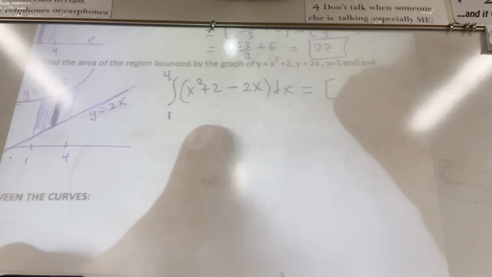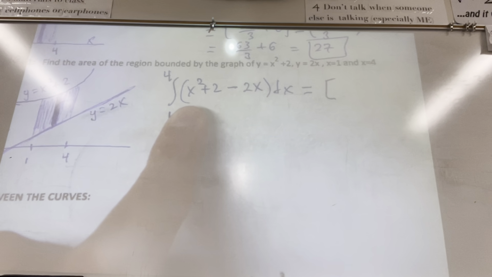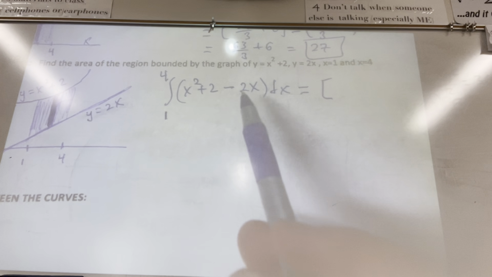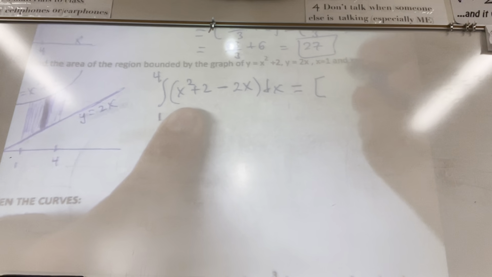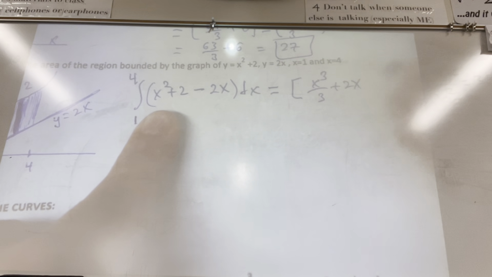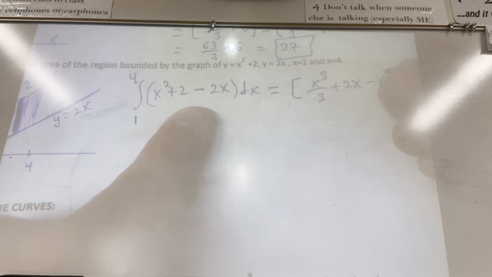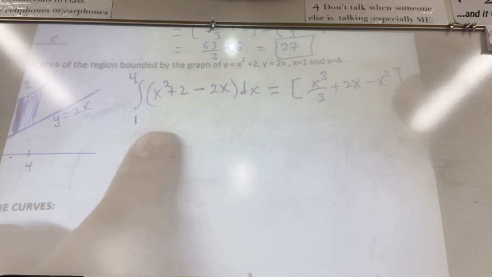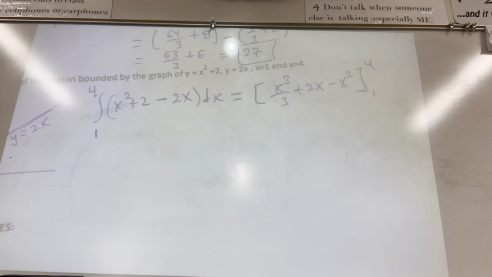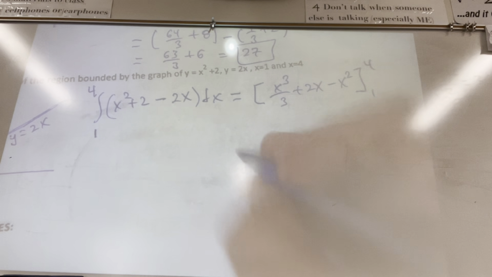So, on this one, let's have one of the others. Ivan, what's the antiderivative here? X cubed over 3 plus 2x minus x squared. That's it. All right, and then we plug in the 4.